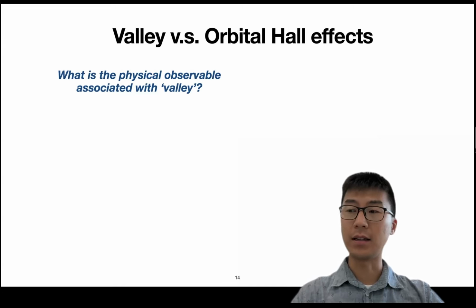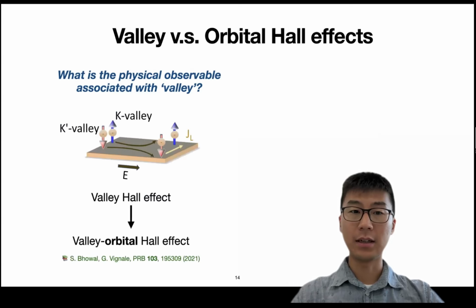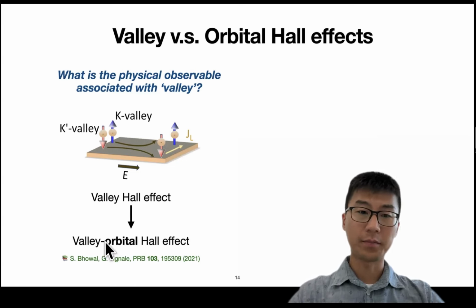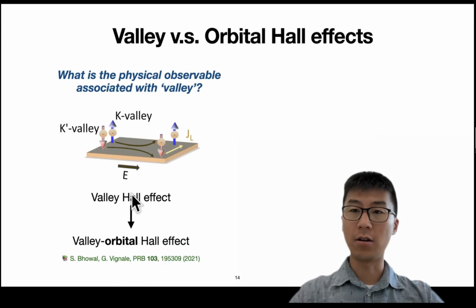But what makes valley really experimentally accessible is, in fact, valley-dependent orbital polarization, as I pointed out in the previous slide. So in fact, many optical detections of valley Hall effects, if you look carefully, in fact measure the orbital angular momentum of valley electrons. Therefore, there was a paper arguing that we should rather call the valley Hall effect the valley orbital Hall effect to emphasize its physical meaning.